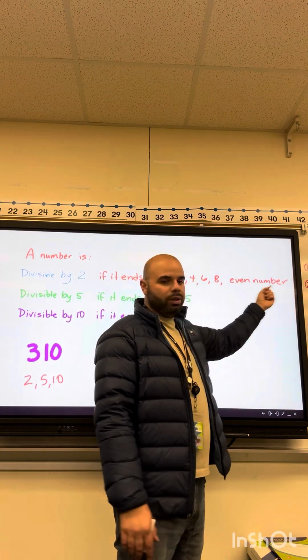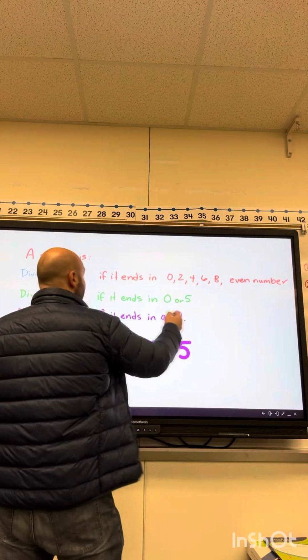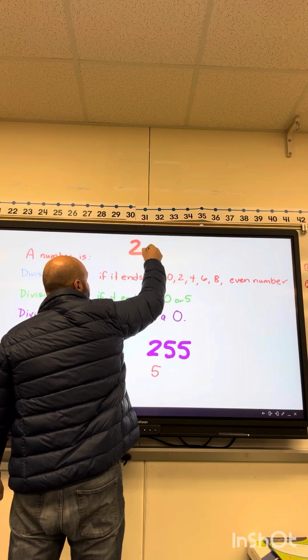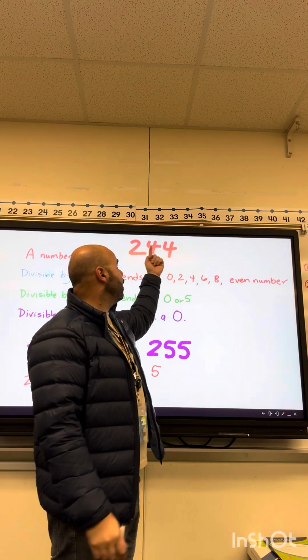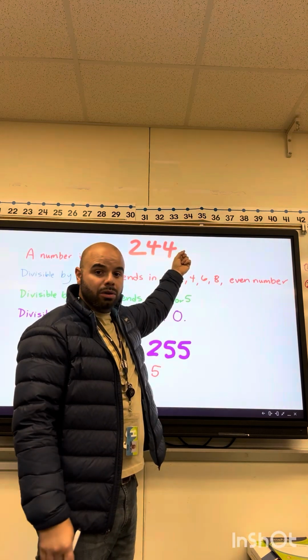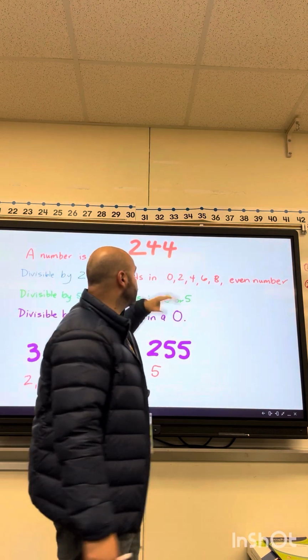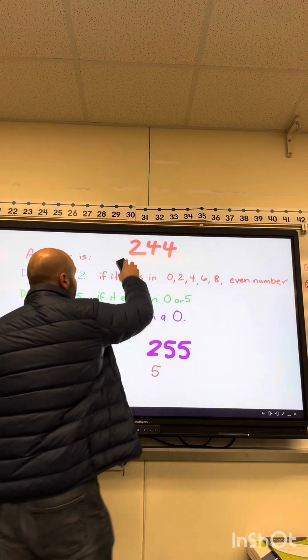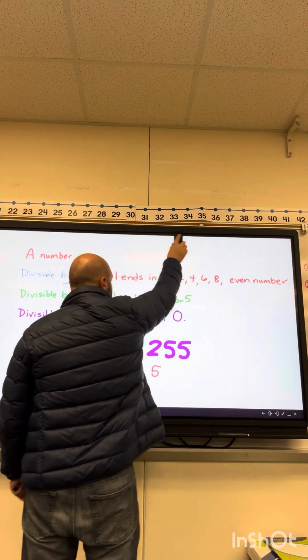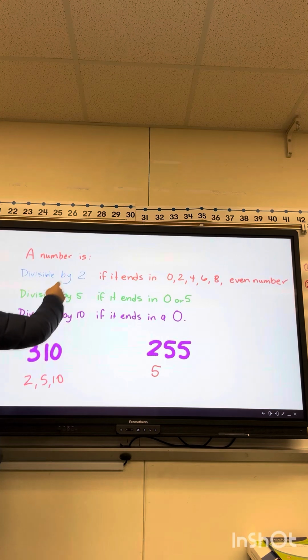Another clue is if that number is even. Why? Because it ends with an even number, so this whole number is even. So that's one way that you could find out if you could divide that big number into 2.